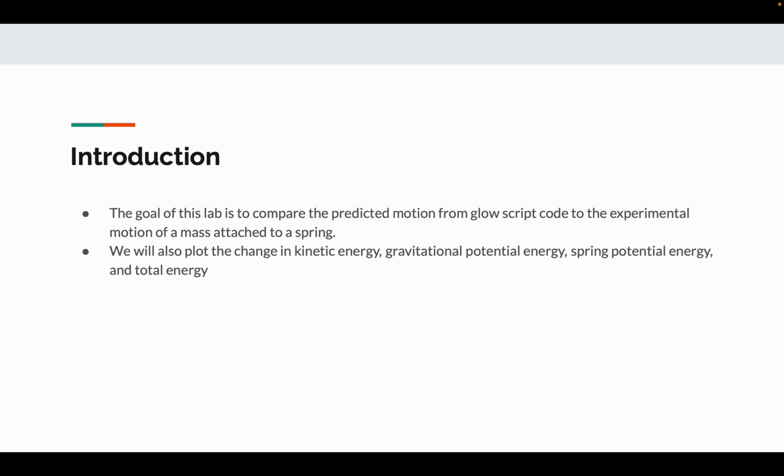The goal of this lab is to compare the predicted motion from GlowScript code to the experimental motion of a mass attached to a spring. We will also plot the change in kinetic energy, gravitational potential energy, spring potential energy, and total energy.